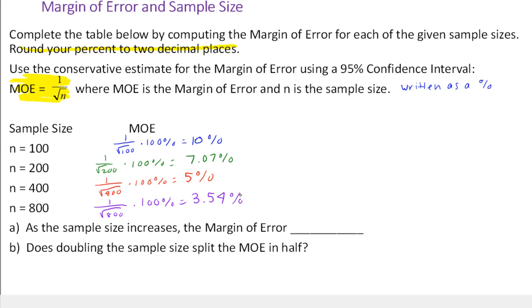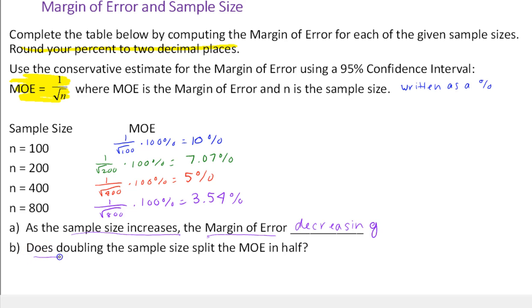In addition to getting some practice on computing margin of errors, we also want to look at relationships between sample size and margin of error. So the next question asks us, as the sample size increases the margin of error, and we're going to state whether it increases, decreases, or remains constant. So notice here the sample size is increasing as we move from the top to the bottom, 100, 200, 400, 800. The margin of error is going from 10 to 7 to 5 to 3.54, so it is decreasing. So the larger the sample, the smaller the margin of error.